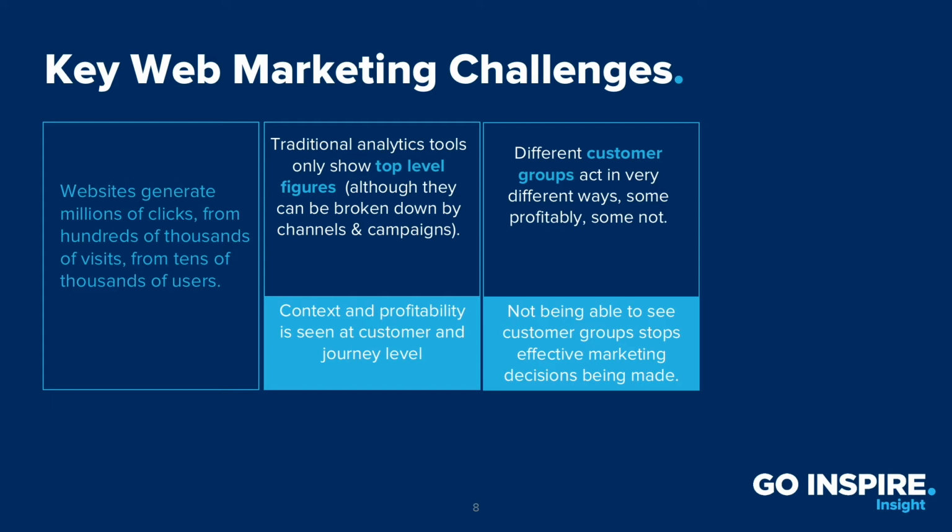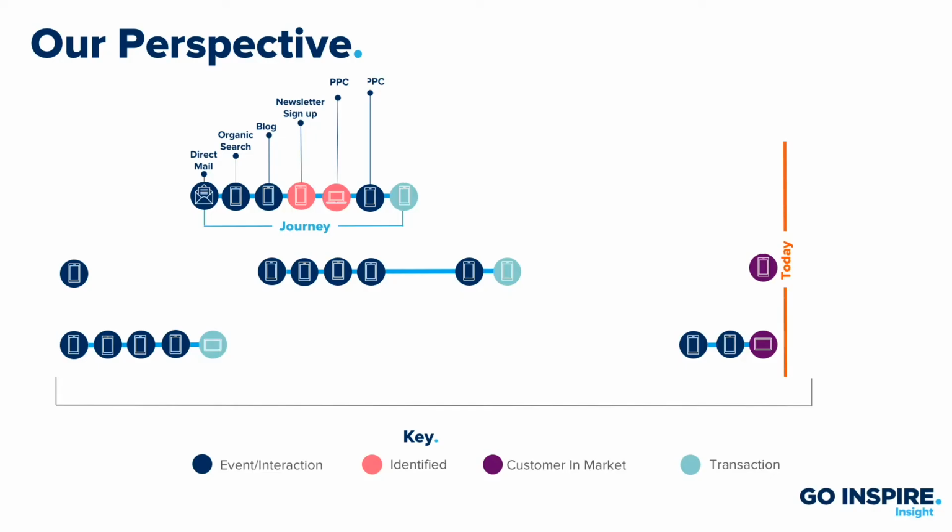So there'll be some customer groups that are following different journeys, different lengths of journeys over different times for different reasons. And normally we're not able to see or break down those groups in a way that allows us to see what campaigns are working for what customer group. So we go back to this view of the world that we're looking at now.